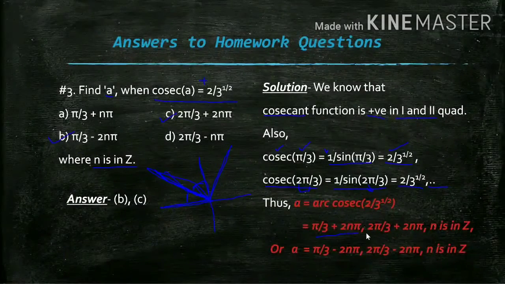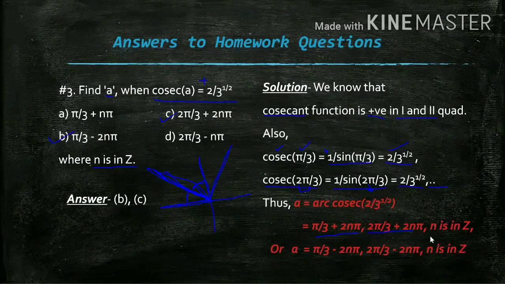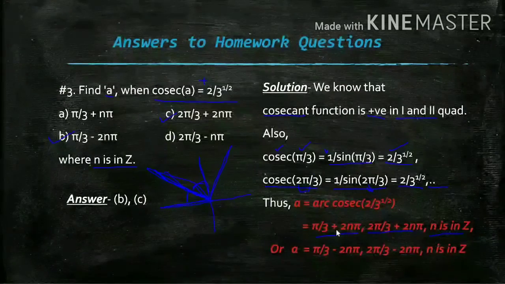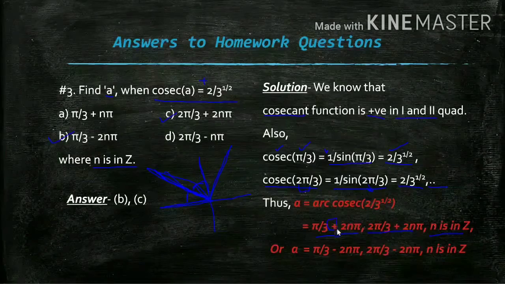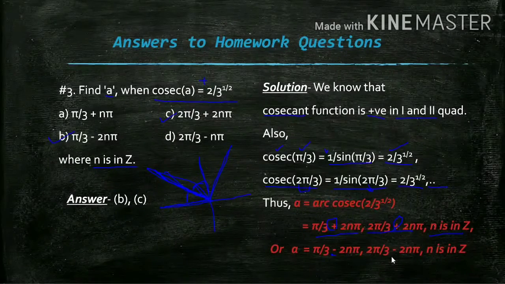So in general, I can write it like this, two values. Pi by 3 plus 2n pi, because it will repeat after 2n pi. Similarly for 2 pi by 3, n is an integer. Now, I can replace this positive sign in both the things by the negative ones as well. There is no problem in that. Why? Can you answer? Because of this.